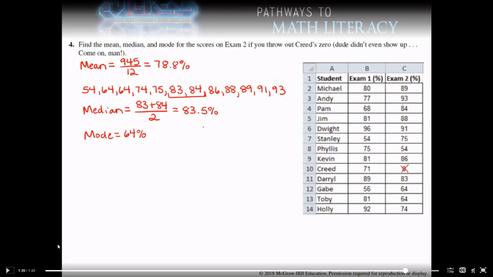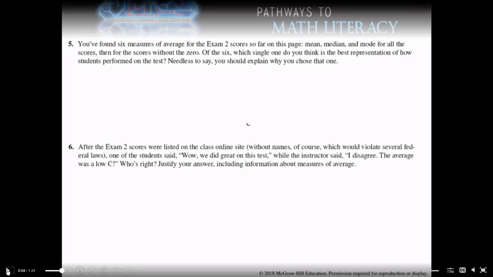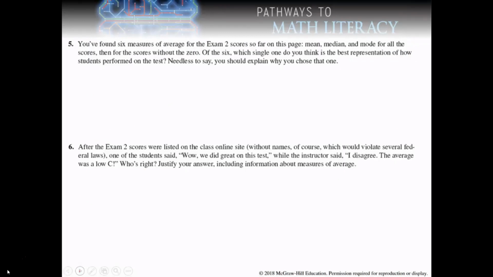In number 5, we've now found a mean, median, and mode both with and without the student's score of 0. The question then is, which of those do you think is the best representation of how students performed on this test? There isn't just one right answer to this, but you do need to argue your choice well. So the first thing that you should ask yourself is, do you think that the 0 should be included or not? And then the second thing that you need to ask yourself once you've decided that is, which measure, the mean, the median, or the mode?